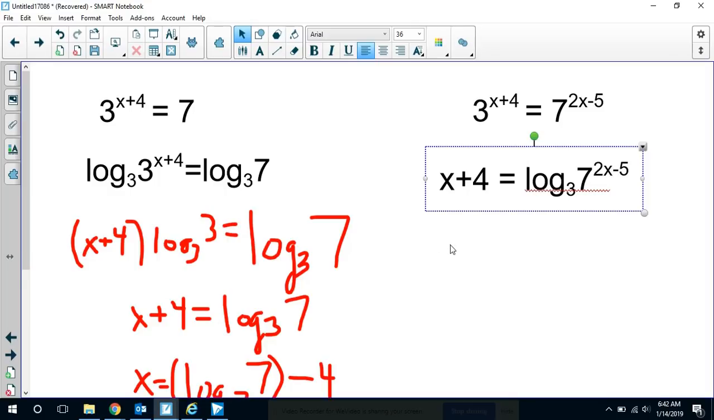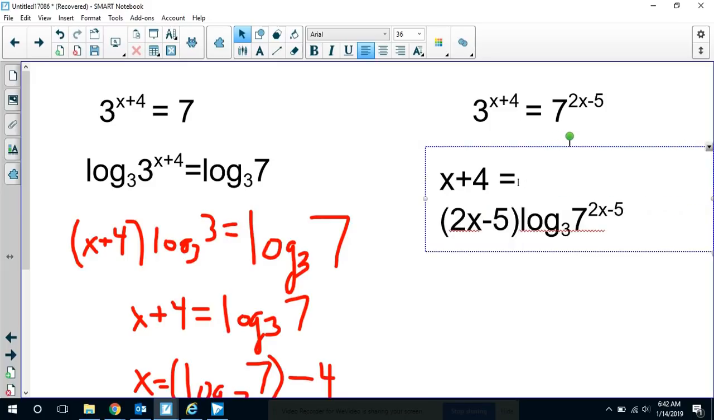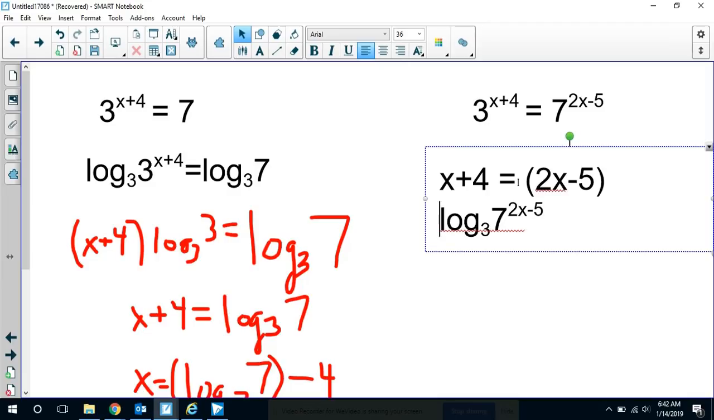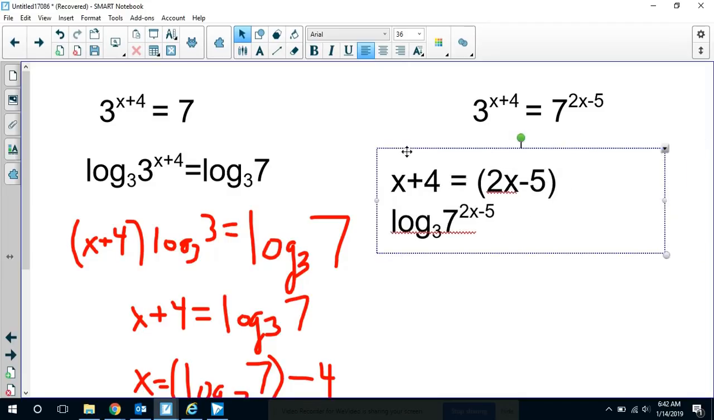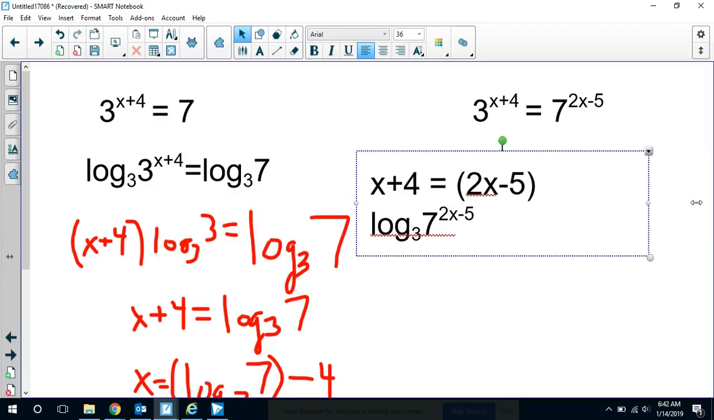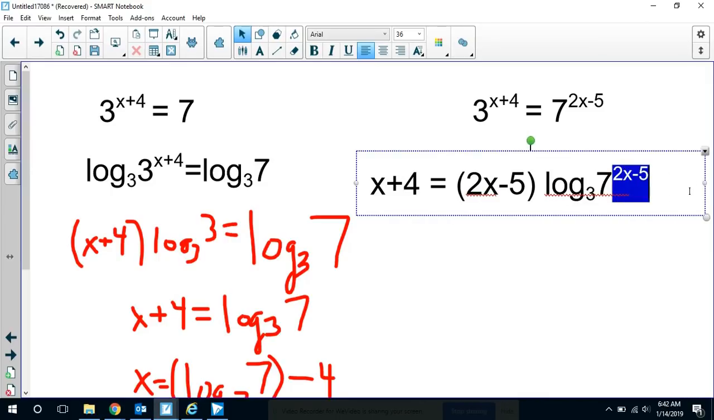This ends up being a lot harder problem than the previous problem. So I can move the 2x minus 5 to the front, and then that gets rid of the exponent. So now I have log base 3 of 7 times 2x minus 5 equals x plus 4.